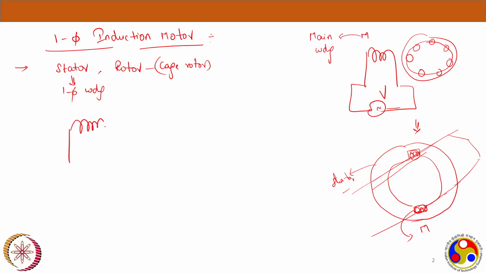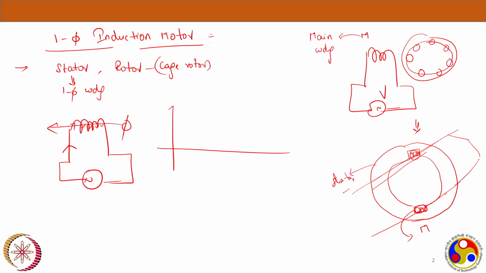So if there is a winding like this, and I have connected an alternating supply to it, a sinusoidal current will flow through it. Whenever current flows, you know what happens. Let's say it is flowing like this, in some direction. By the right hand thumb rule, if it's going like this, the flux will come in this way. Flux is generated, and for different magnitudes of current, you will get different flux field distributions.